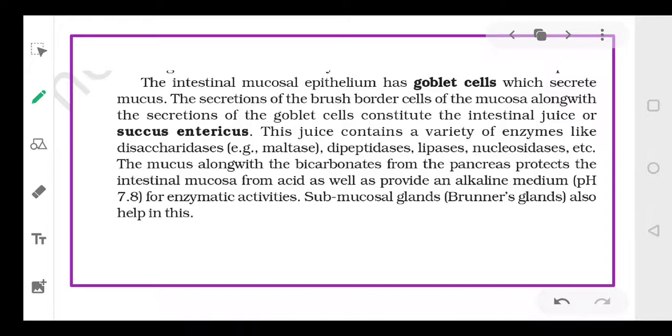Then coming to your intestine, food as it passes into the duodenum, and we know the duodenum is a part of the intestine. So all the components along with the bile and the enzymes will reach the small intestine, that is the duodenum part. Your intestinal epithelium contains goblet cells, and these goblet cells also secrete mucus.